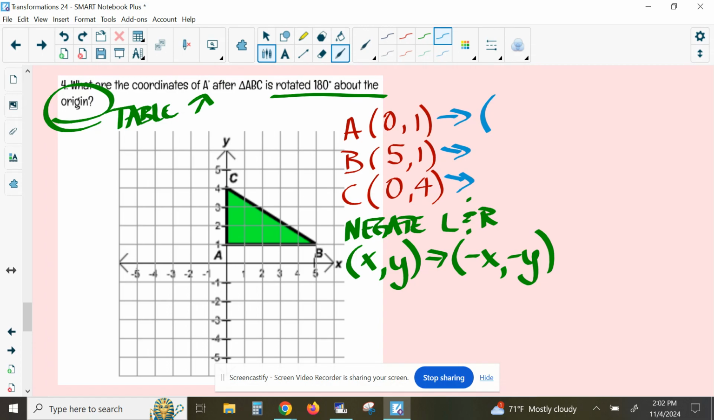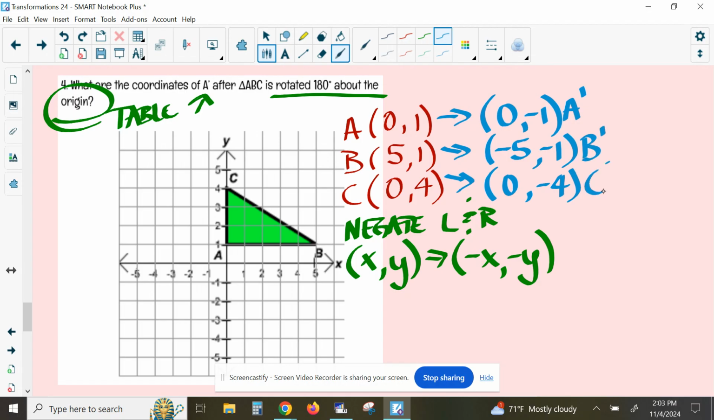What happens when I change the sign of everybody in 0, 1? What happens when you change the sign of 0? Nothing. And negative 1? What's the next point going to turn into? Negative 5, negative 1. And the last one is going to turn into 0, negative 4. So these are my new A prime, B prime, and C prime. Go ahead and graph that and see if you end up with a shape that looks congruent to the original shape.